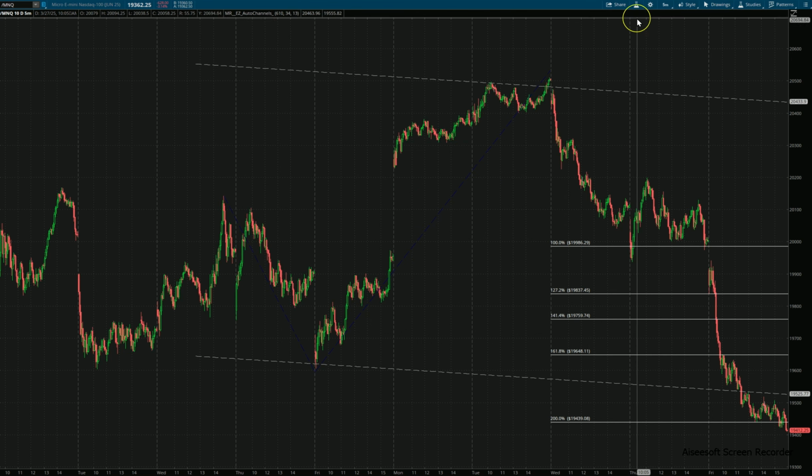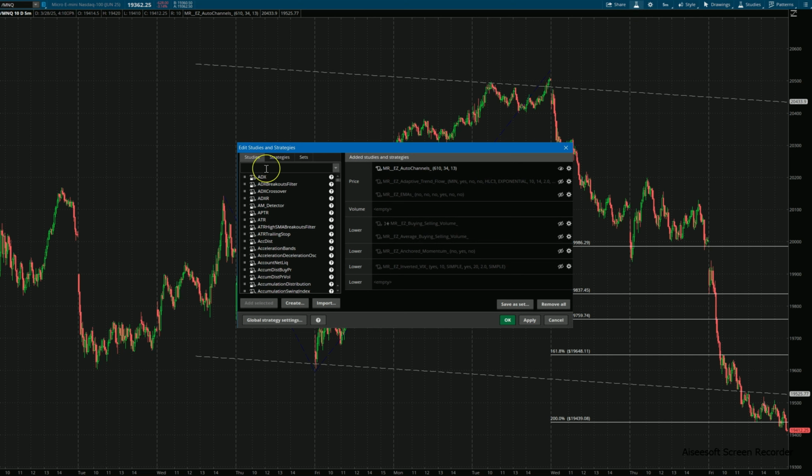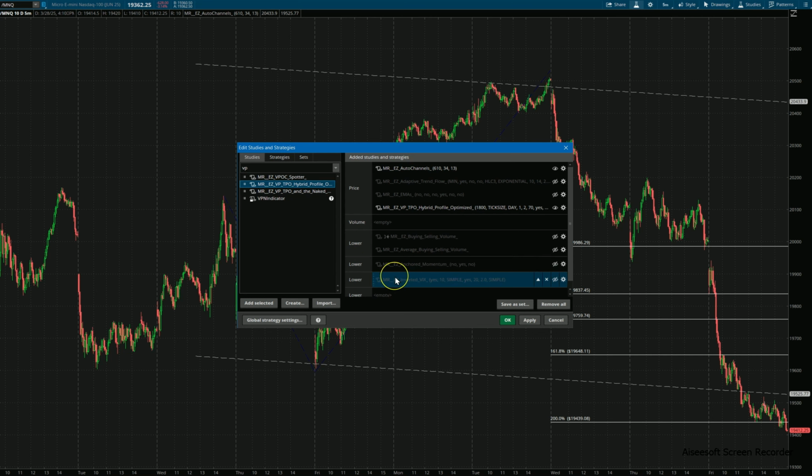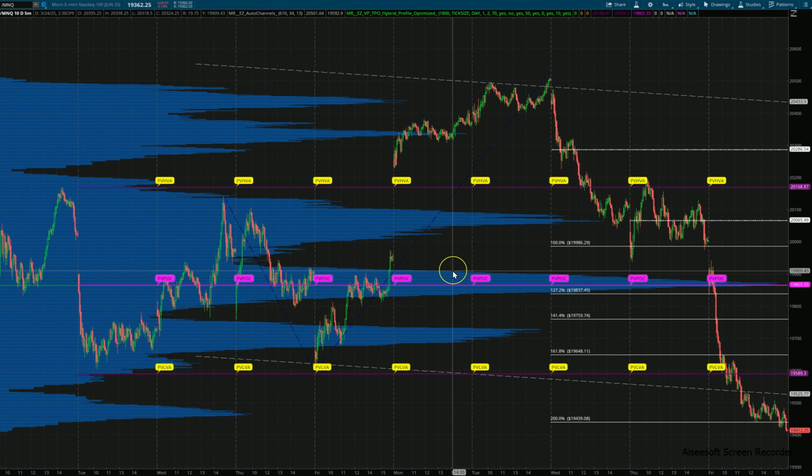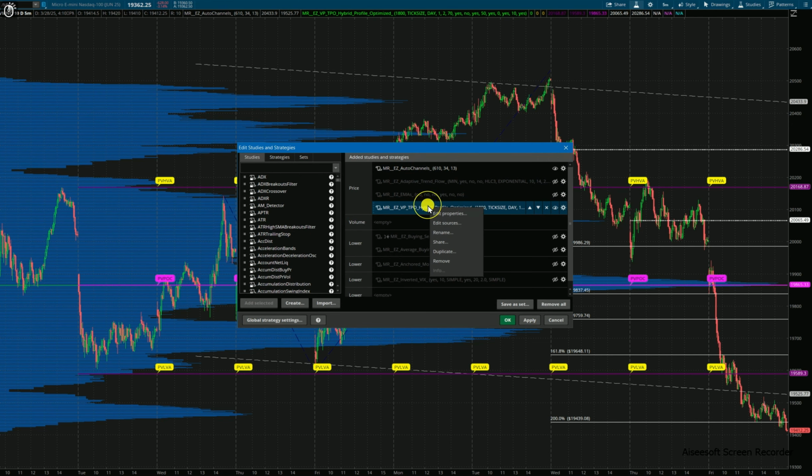I have to go into the studies. Let's see. All right, there we go. Let's apply that. Now, this is not what I want to look at. I don't have it optimized to show you.